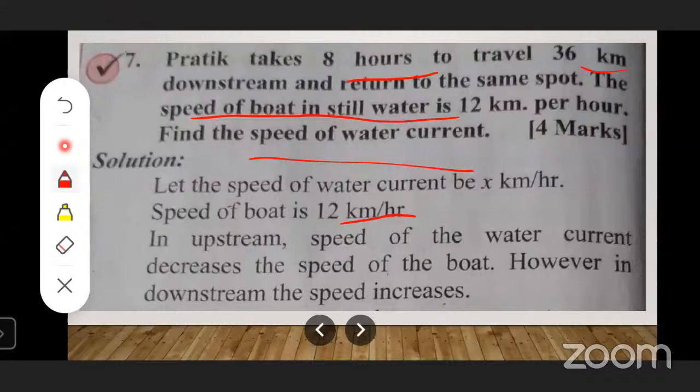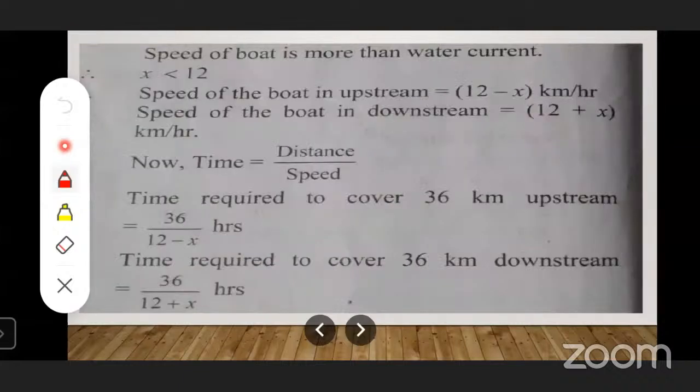I think, students, you must have understood what is given over here. The speed of the boat in still water is 12 kilometers per hour, right? So in downstream, the speed of the boat will increase. Speed of the water current is x kilometer per hour, speed of the boat is 12 kilometers per hour. So in downstream, it will add: 12 plus x. The speed of the boat will be 12 plus x because it is going to increase. And what will be the speed of the boat in upstream? It will decrease. Let us see in the next slide.